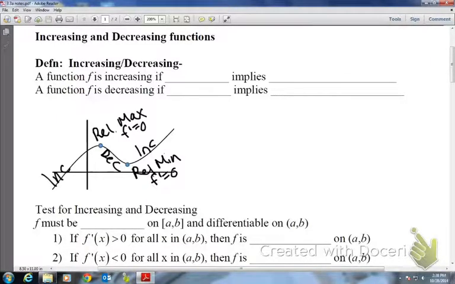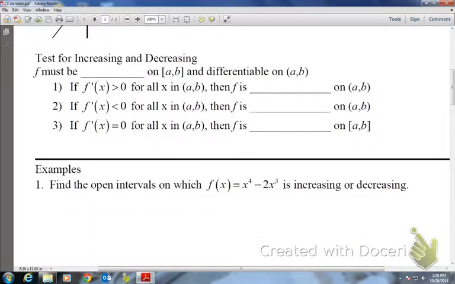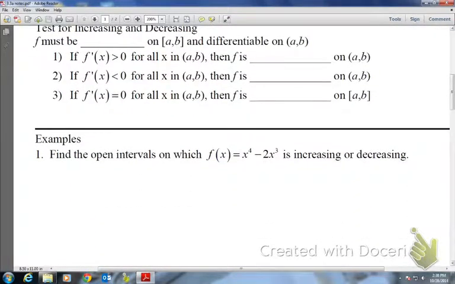Alright, so let's look down here at the bottom. Here's some tests for increasing and decreasing. If we scroll down, it says a test for increasing and decreasing. F must be continuous. There's that word continuous again. F must be continuous on a to b and differentiable on a to b.